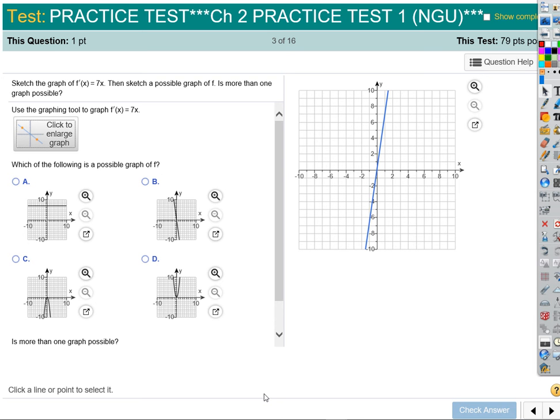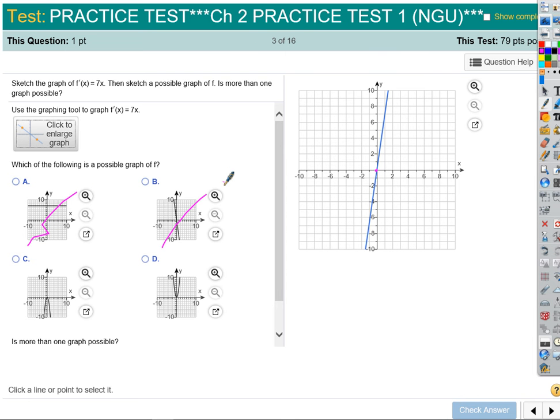So which of the following are possible graphs of the original function? If that's the derivative, what function would I have to differentiate to get that derivative? So we're thinking backwards now, right? If the value of the derivative is 0 right there, what does that tell you about the slope of the curve when x is 0? 0. So that means horizontal tangent, right? So it would have to be neither of those two, right?